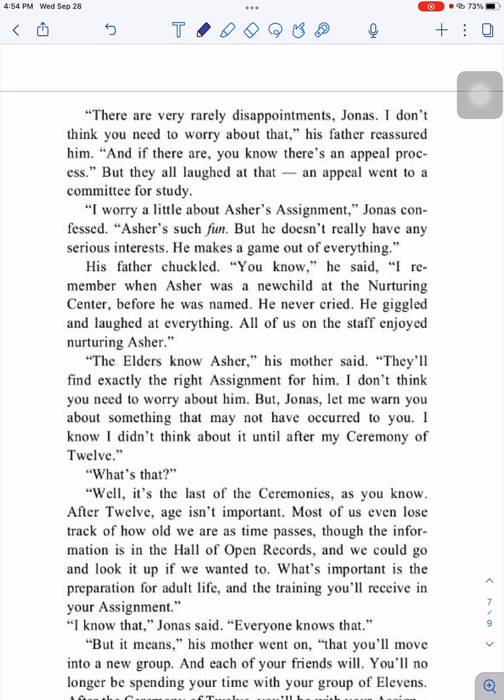Everyone knows that. Okay, so we see that after the ceremony of 12, age isn't important. The ceremony of 12 is the last of the ceremonies. After 12, people even forget how old they are because age just has no significance, no importance.